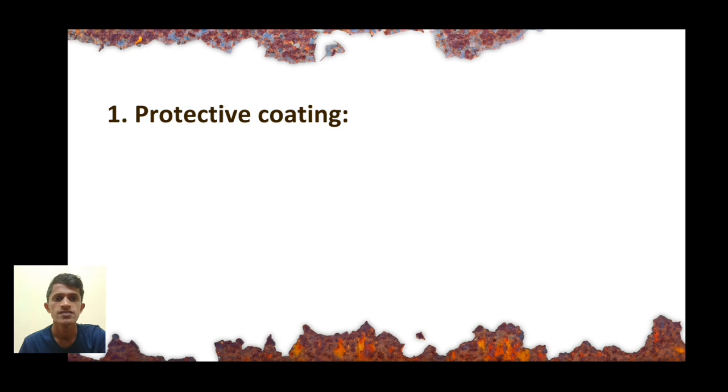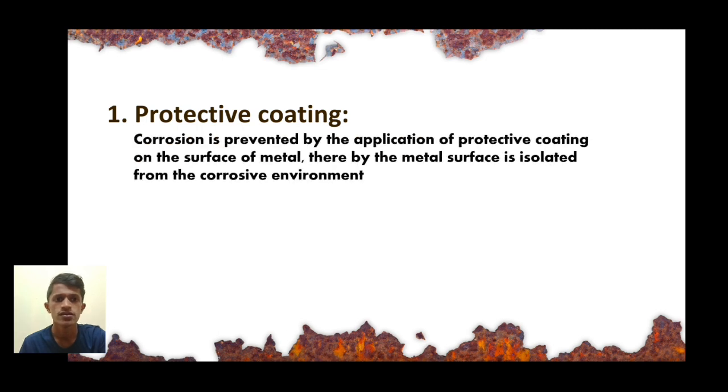Now let us see what is protective coating. Corrosion is prevented by the application of protective coating on the surface of the metal. Thereby the metal surface is isolated from the corrosive environment.